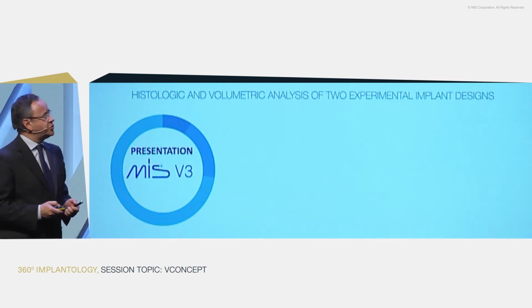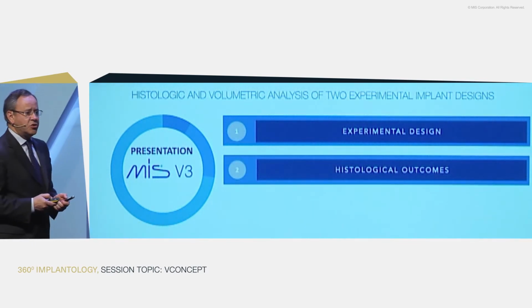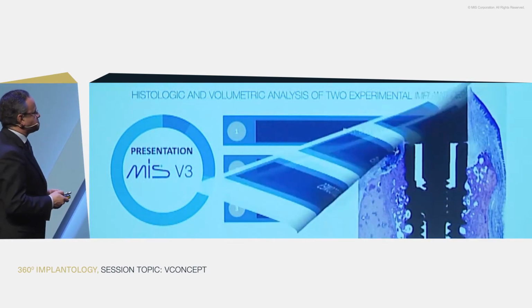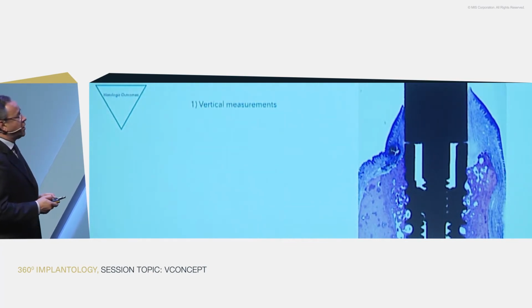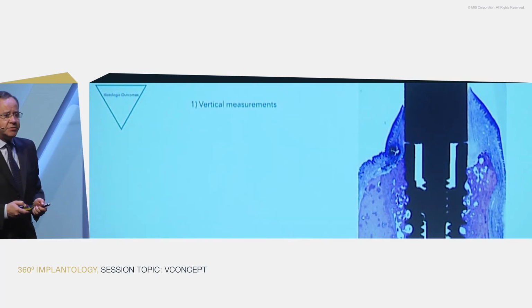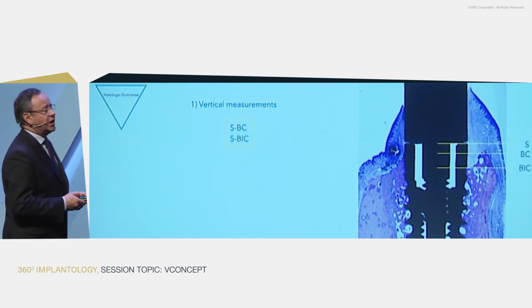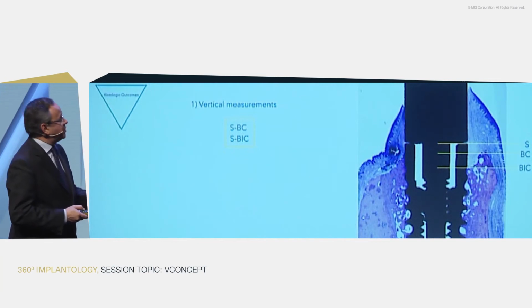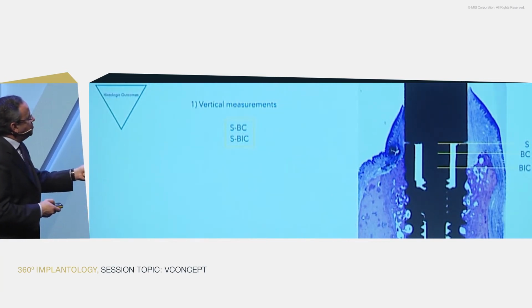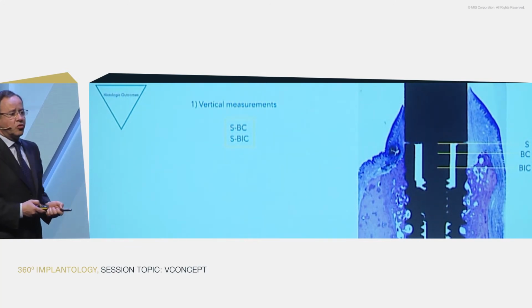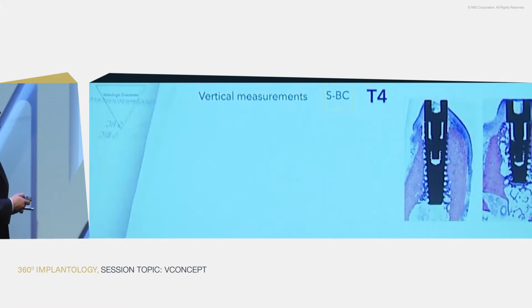So we will see, with this information you have now from the experimental design, let's look at the results from the histology. So let's look at the histological outcomes. We are going to look at the histological outcomes basically at 3 levels. We are going to look at the vertical measurements, and the vertical measurements, you understand, is from the implant to abutment, from the shoulder of the implant to the first bone-to-implant contact, and another distance is from the shoulder to the bone crest, to the most coronal peak of the bone crest.